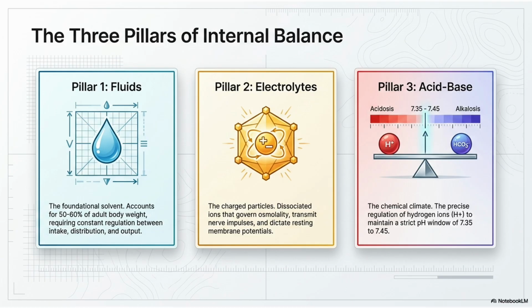Okay, so let's look at the three pillars of internal balance. We love homeostasis, we want it to stay, and how we are going to make sure it stays is through these three pillars of internal balance. Fluids, right? The foundational solvent, accounting for 50 to 60% of adult body weight. Electrolytes, the charged particles that govern osmolality and nerve impulses. And then acid-base, the precise regulation of hydrogen ions to maintain a strict pH window of 7.35 to 7.45.